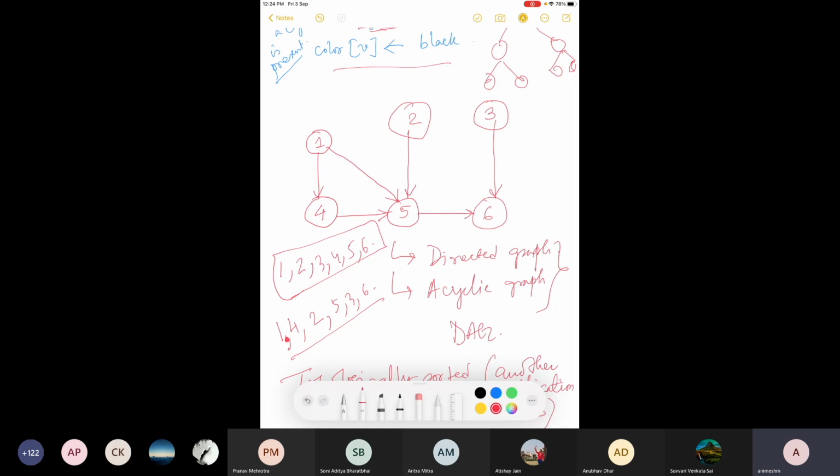The other way, somebody has already mentioned, the other way to do topological sorting is a greedy approach. What you do there is you start with any vertex that has an in-degree 0.